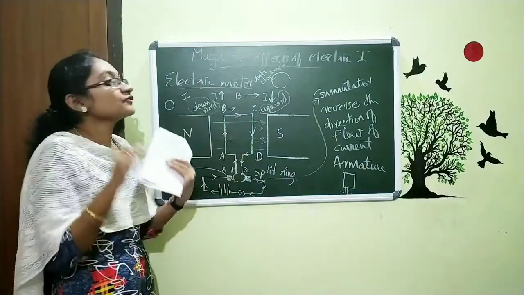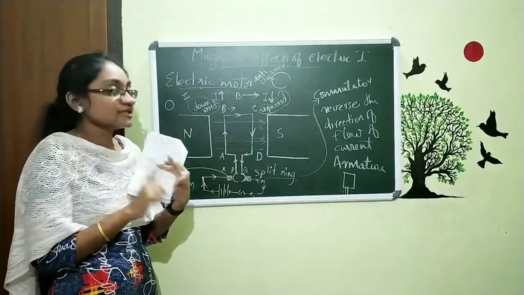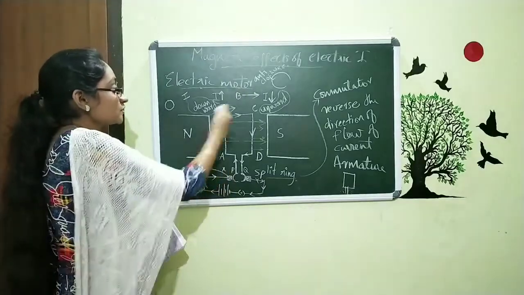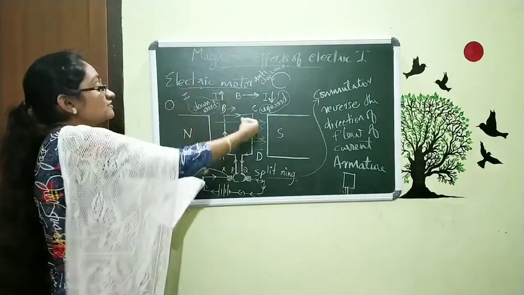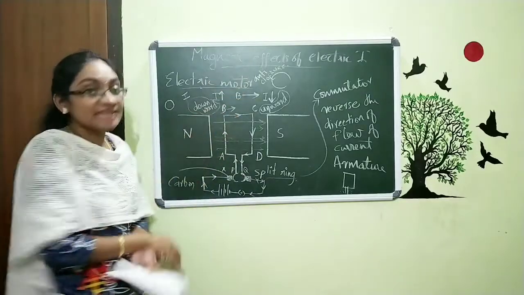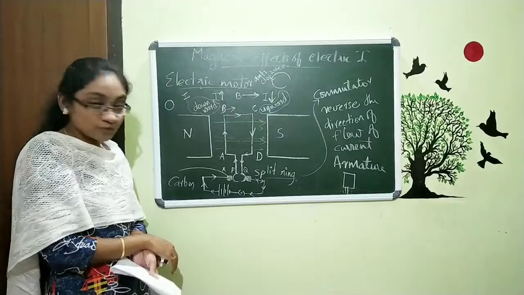In this area, you want to study the diagram first. Second, you want to study the working. That means when the current is flowing, this will go down, this will come up. That means it is rotating in an anti-clockwise direction. All the things you want to study.